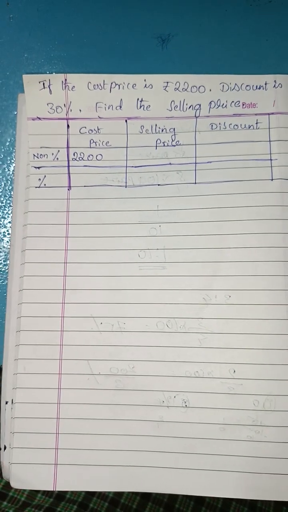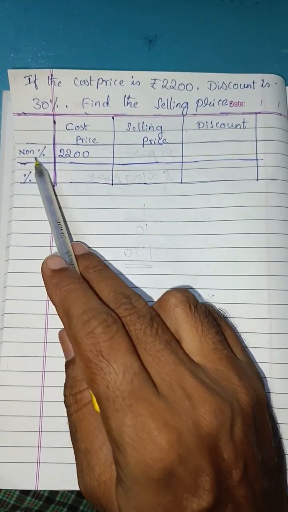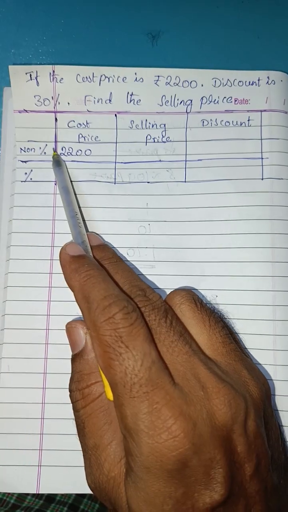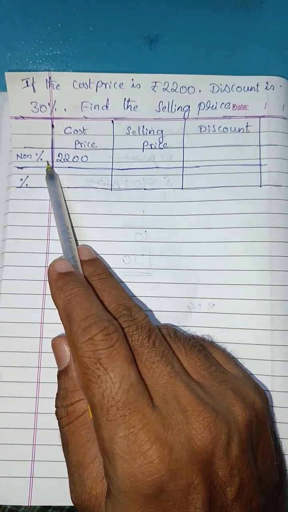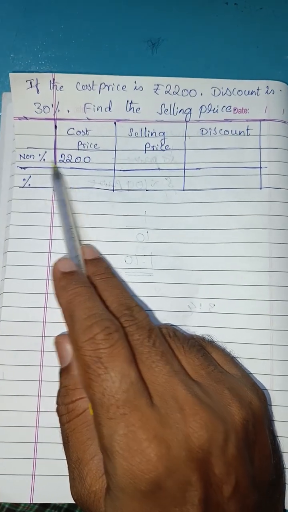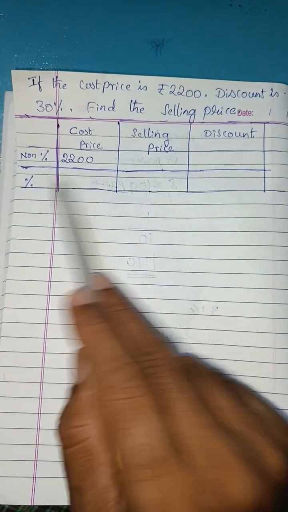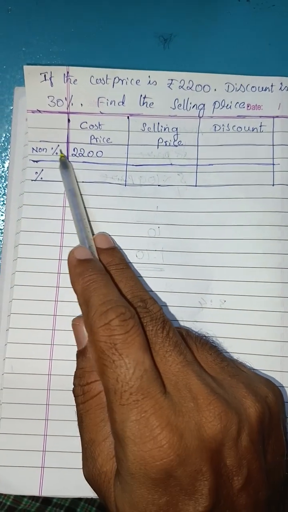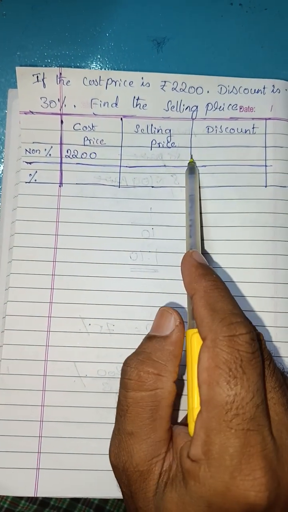When we are collecting the data, make a note. The first or the second, you can exchange. The first row will be the non-percentage row. The second one will be the percentage row. You can even interchange these two, percentage and non-percentage rows.